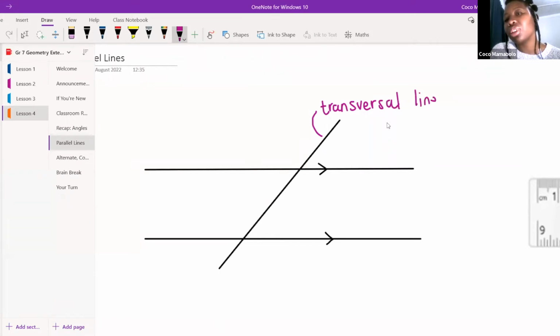Now I'm going to ask you again, Jeria, what is a transversal line? A line that goes through two lines. Good. Two or more. So if I drew a third line, it would still be transversal. Excellent. Love that energy. Thank you so much. All right, it's called a transversal line.